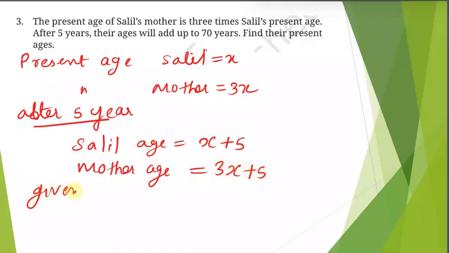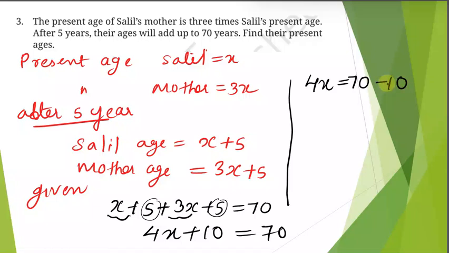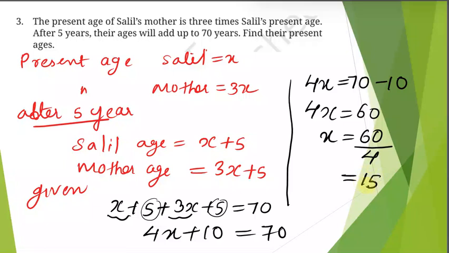Now, given that their ages after 5 years add up to 70, you will get x plus 5 plus 3x plus 5 equals 70. So x plus 3x you will get 4x, and 5 plus 5 adds up to 10. 4x plus 10 is equal to 70. In the next step, 4x is equal to 70 minus 10. When you take plus 10 to the RHS, you get minus 10. So 4x is equal to 60, so x is equal to 60 by 4. You will get it as 15.